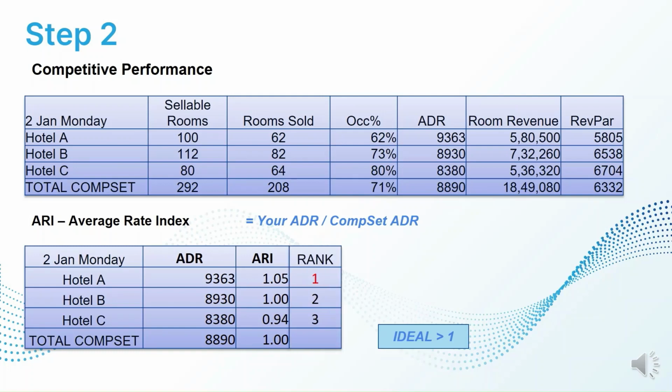Here you see that Hotel A has rank 1, Hotel B has rank 2, and Hotel C has rank 3. And while in the previous slide you saw that from an MPI perspective, Hotel A was rank 3 and was below 1, in this case, in the ARI perspective, Hotel A is rank 1 and has the best ARI. But what does it mean? Let's look at the next matrix and understand this a little better.